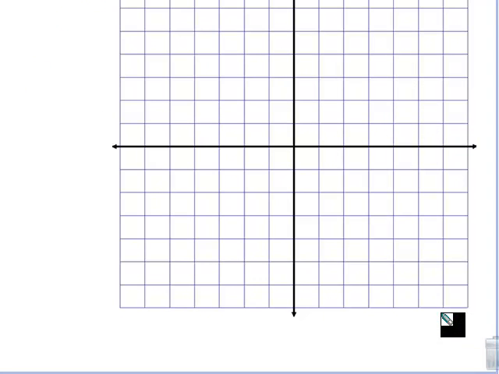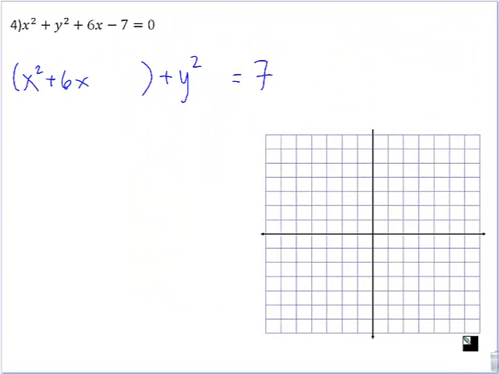Okay, right. So now we take a look at our parentheses and we go, okay, now we need to complete the square here. So what would we have to add here? Perfect. Divide the 6 by 2 and then square it, so we get plus 9.